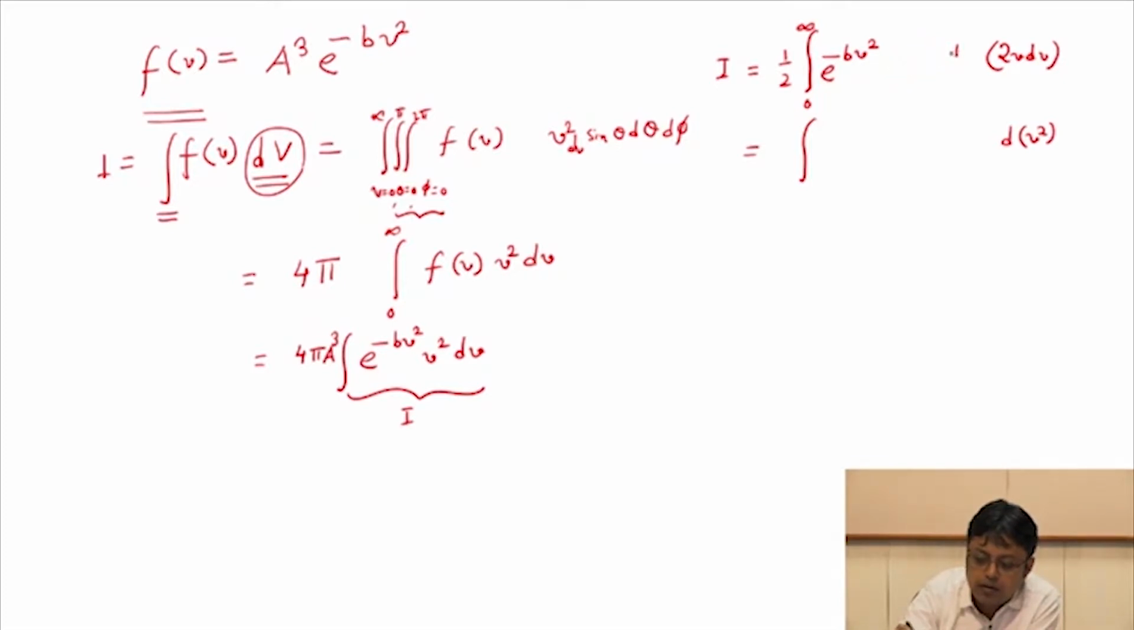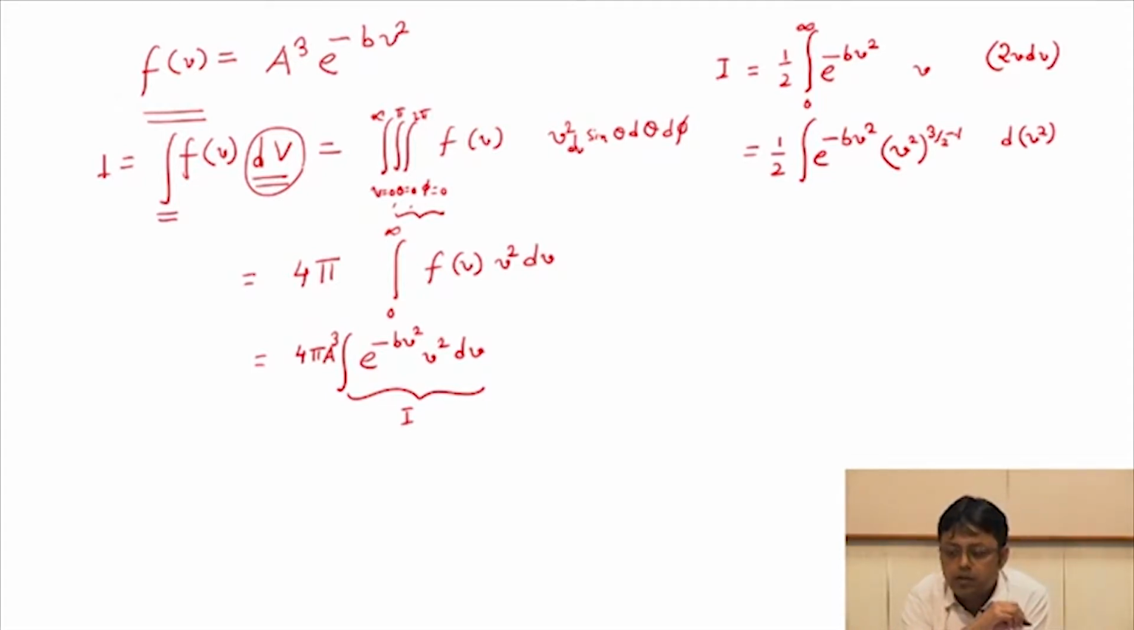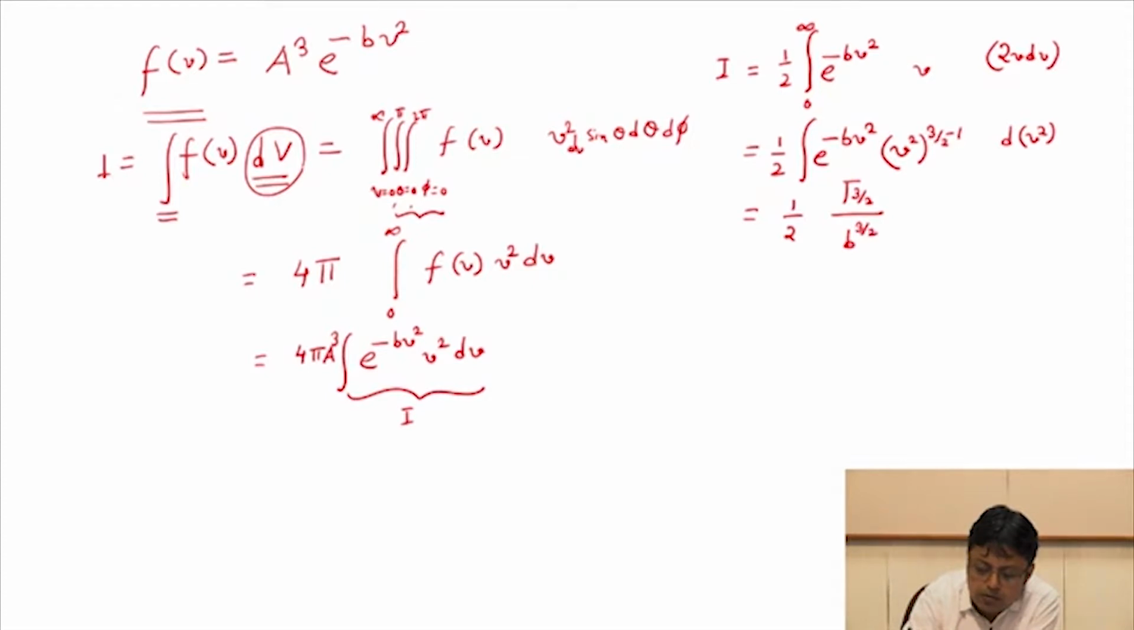Now we can see how we have written it. Maybe I should write it in the next line. This was basically v, and then what I have is e to the power minus b v square, v square to the power 3 by 2 minus 1. So 3 by 2 minus 1 is half, and v squared to the power half is v. That's how we are writing. So it is nothing but half gamma 3 by 2 divided by b to the power 3 by 2. So gamma n by a to the power n, where here a is nothing but b, the constant.